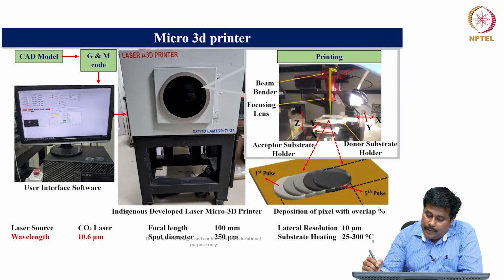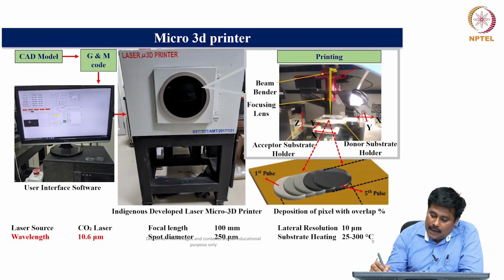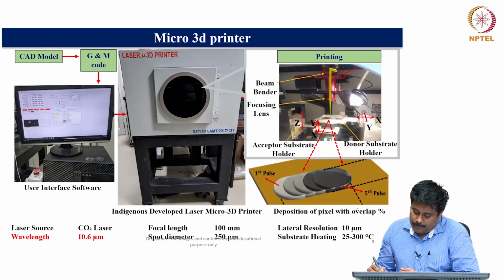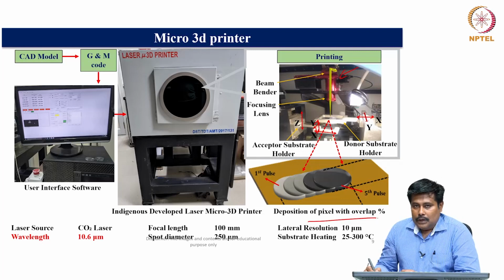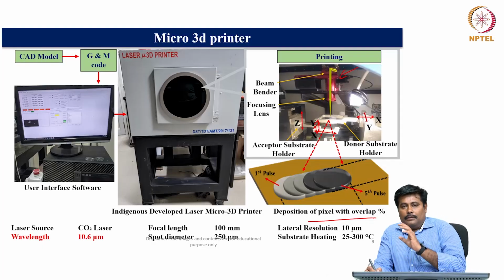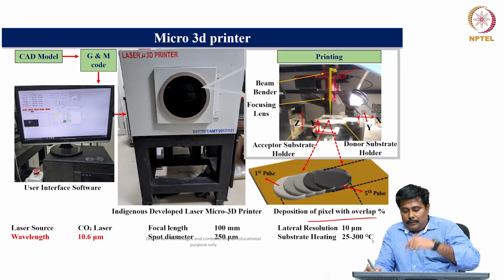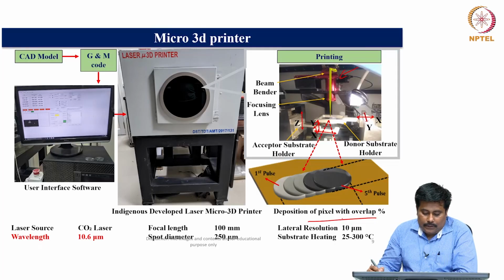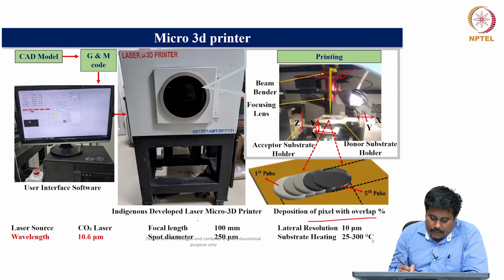Here there is a beam bender, a focusing lens, an acceptor substrate holder and a donor substrate holder. The material will transfer from the donor substrate holder to the acceptor substrate holder, resulting in deposition of the pixel with overlap. So here we have control over the overlap. We have control over the pixel to pixel transformation, and there is control over the lateral resolution and substrate heating. So, an indigenous development.